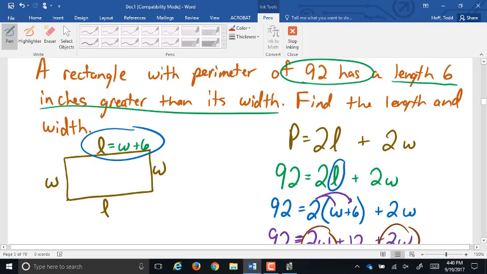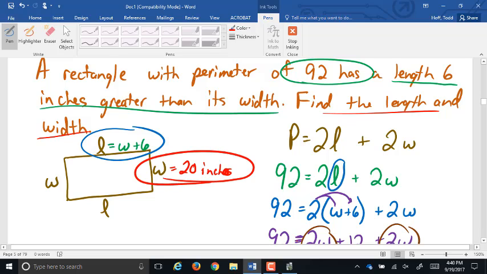Let's make sure we answer the question. It said find the length and the width. Well, W equals 20. That is our length, or width, sorry. Inches appears in the problem, so that would be 20 inches. We still need to find the length, which is W plus 6. So it's 20 plus 6, or 26 inches for the length.